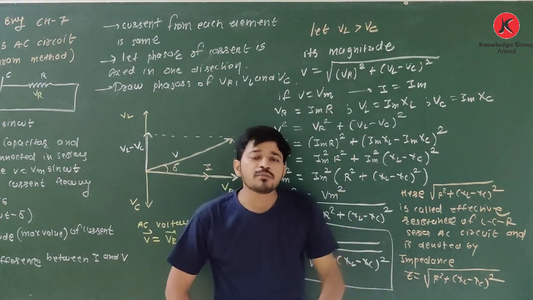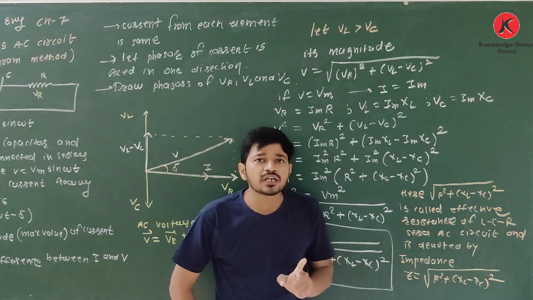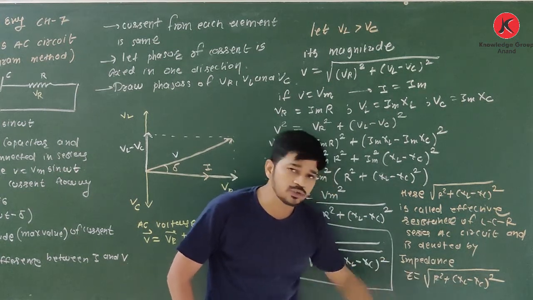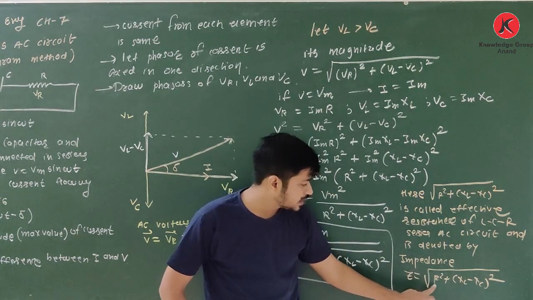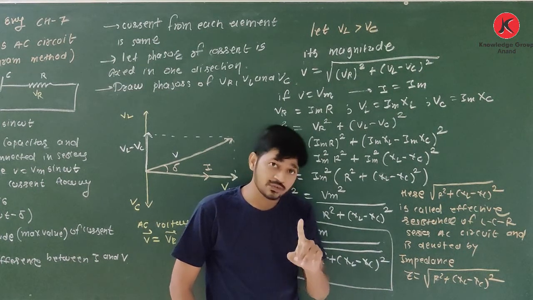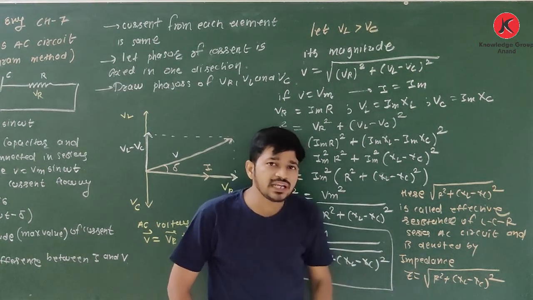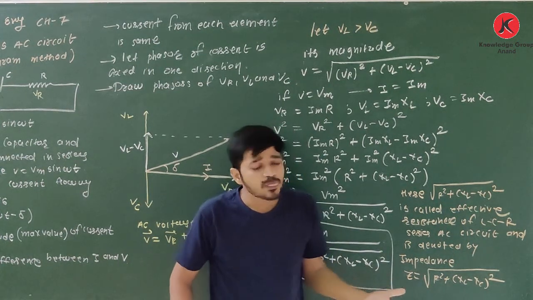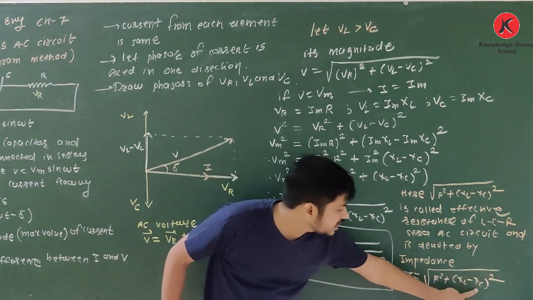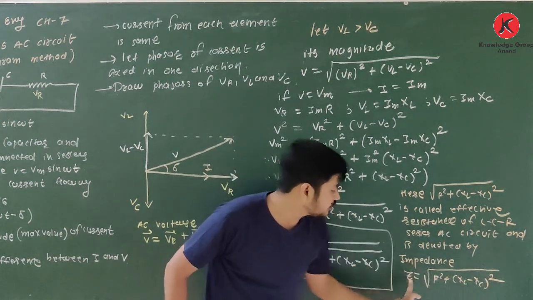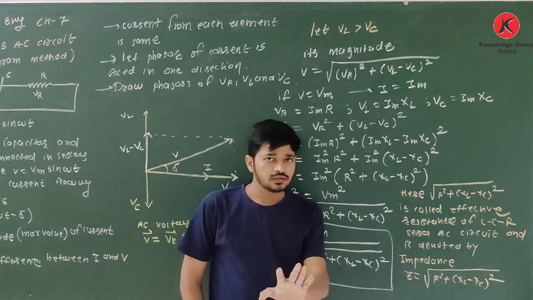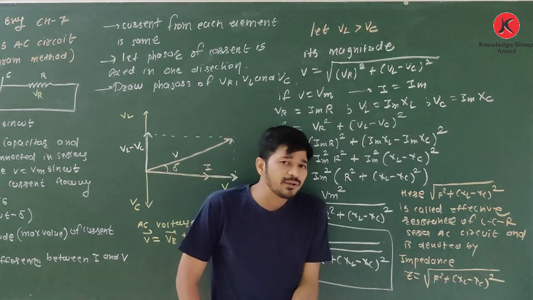If it is only a pure resistive circuit, XL and XC are equal to 0. Under root R square means Z is only R. That is the first case: only resistive circuit. Second, only inductive circuit, no resistor, no capacitor. So R is 0, XC is 0, and Z is equal to XL.